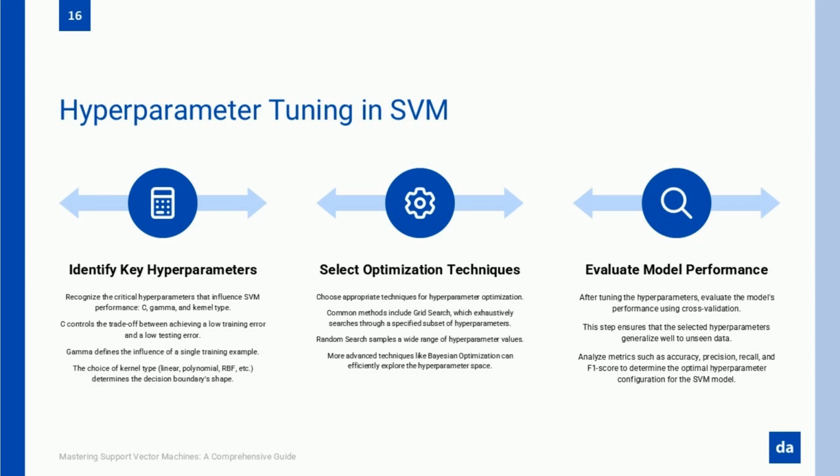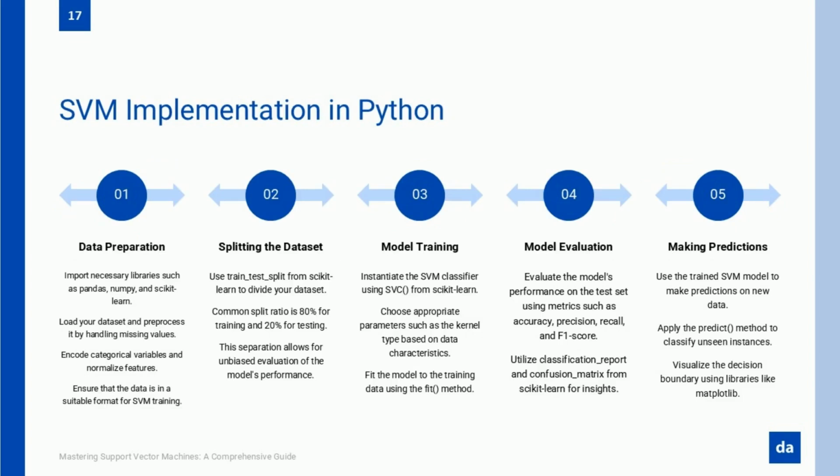Ultimately, tuning an SVM is a balance between flexibility and stability. Too much complexity and the model memorizes the data instead of learning patterns. Too little and it oversimplifies, missing key relationships. Once we've fine-tuned our SVM, it's time for the real test, implementing it in Python and seeing how it performs on actual data, because understanding SVMs in theory is one thing, but applying them in the real world, that's where things get really exciting. Let's bring all this theory to life.